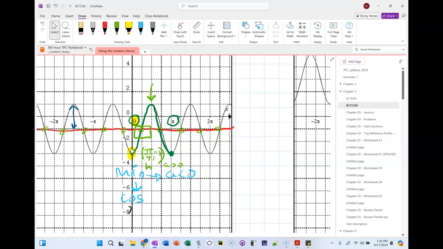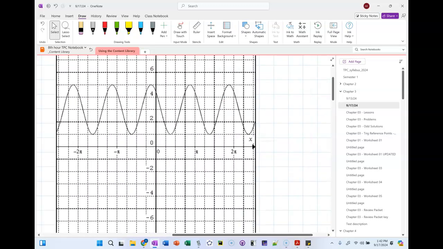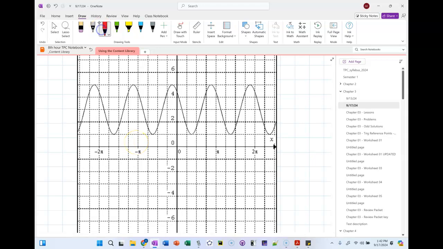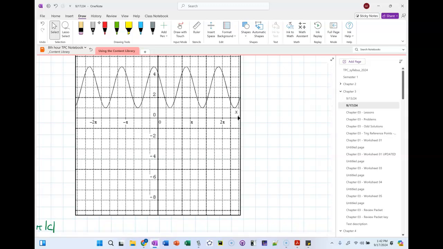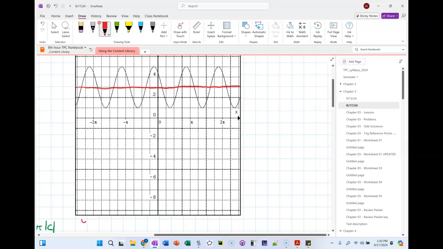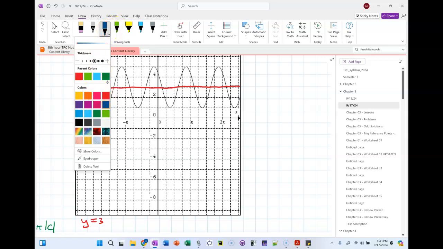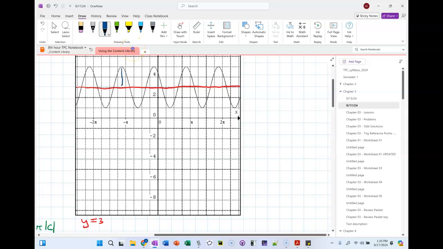Let's look at another example. All right. We start by looking for our midline. Where is the midline at? I think 3. I would look at the y-axis, it's usually easiest to do it that way. What is our amplitude going to be here? 2. So that looks like from 3 to 5. That is 2 units.